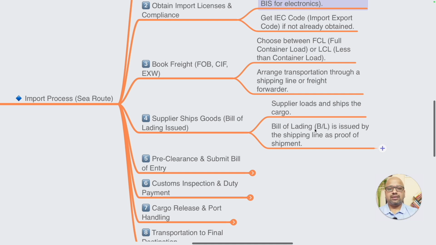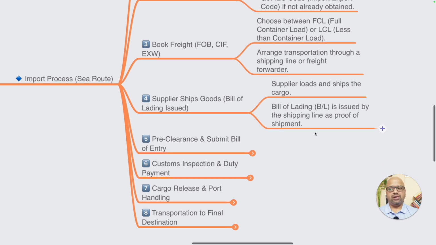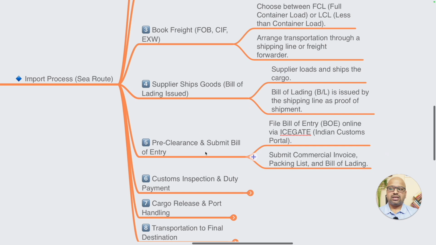If you are doing it on Ex Works, then you will do it, because your freight forwarder has a capacity to file the bill of lading and get all the documentation to you. If you are working on CIF terms, then your supplier will do that. Then next comes pre-clearance, or submitting your bill of entry. Your freight forwarder is going to submit it.